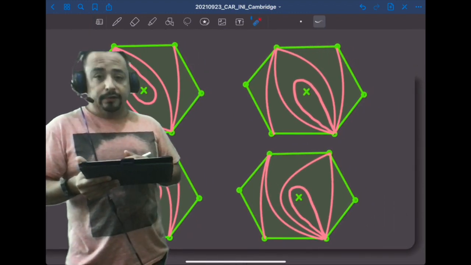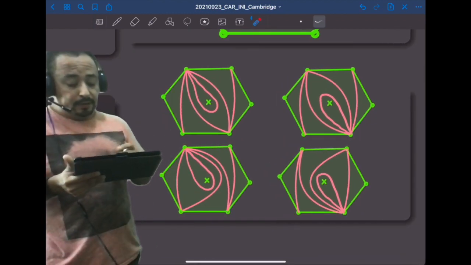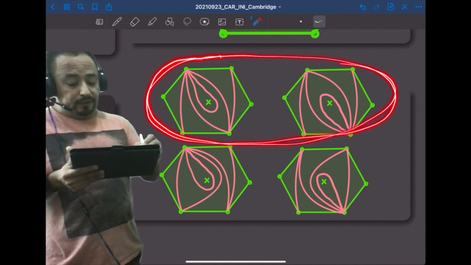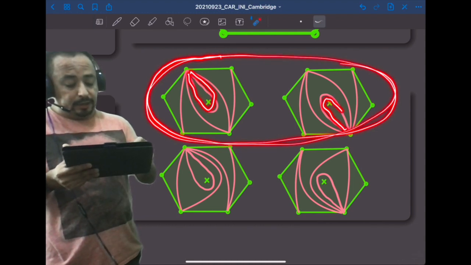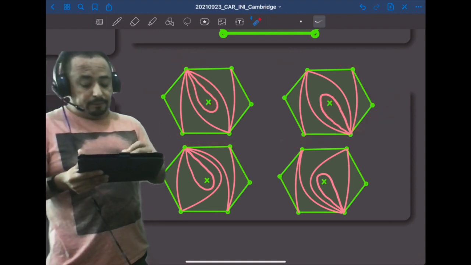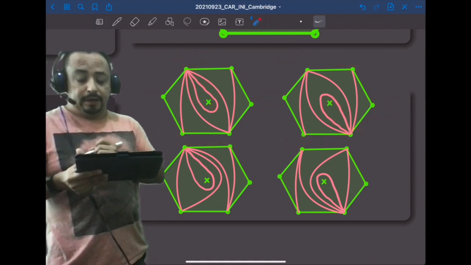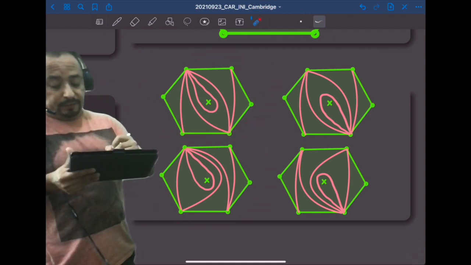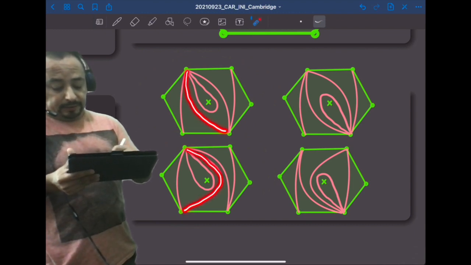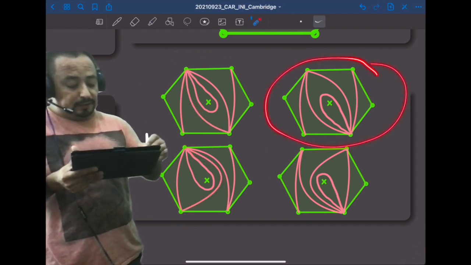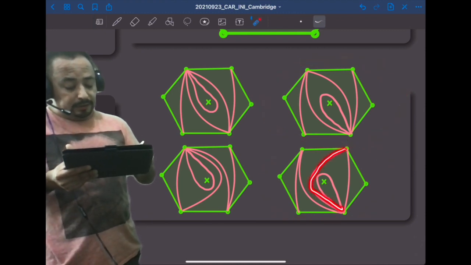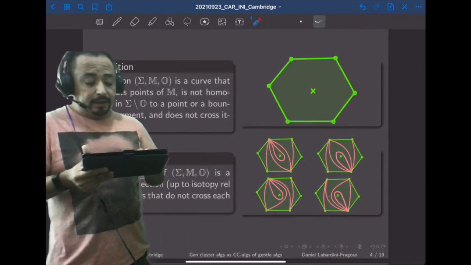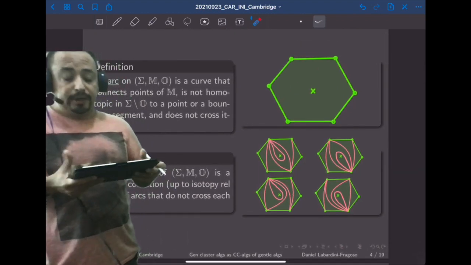Here you can also see the notion of flip, right? For instance, consider these two triangulations. The only difference between them is this arc, the arc surrounding the orbifold point. So these two are related by a flip. And similarly, this one and this one, the only difference between them is these arcs, right? So they are also related by a flip, and similarly, this one and this one are related by this flip, right? So in this setting, we again have the notion of flip.